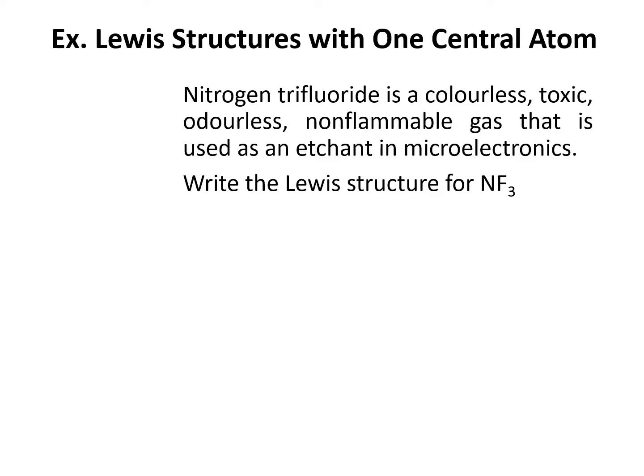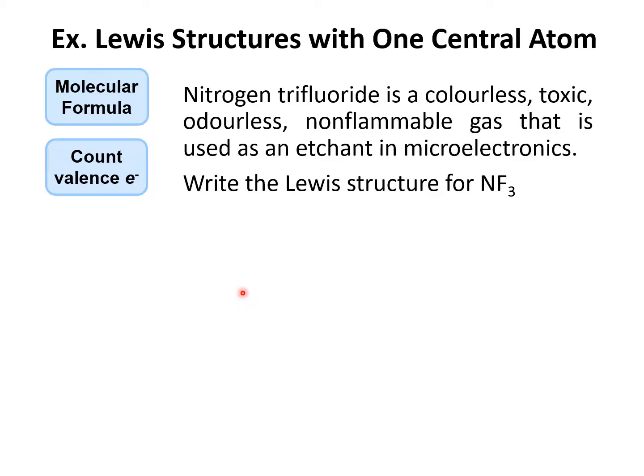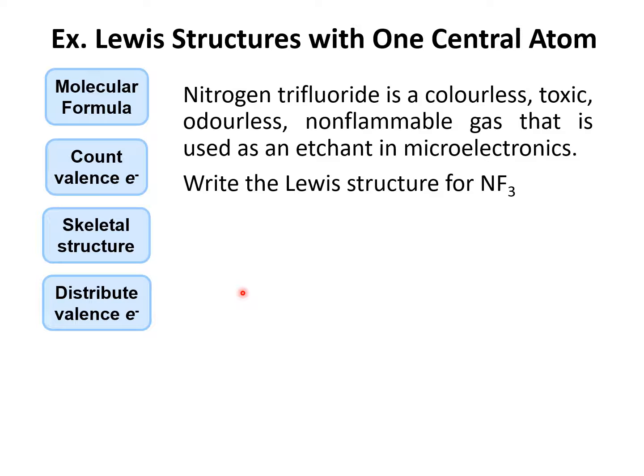In this example, we are asked to write the Lewis structure for NF3, or nitrogen trifluoride, which is a colorless, toxic, odorless, and non-flammable gas that is used as an etchant in the microelectronics industry. Now, in order to write the Lewis structure, we'll have to start with, number 1, the molecular formula for the compound, in this case, NF3. From the molecular formula, we will have to count the number of valence electrons in the molecule. And then, we will write the skeletal structure of the molecule, and then we will distribute the valence electrons to write the correct Lewis structure.